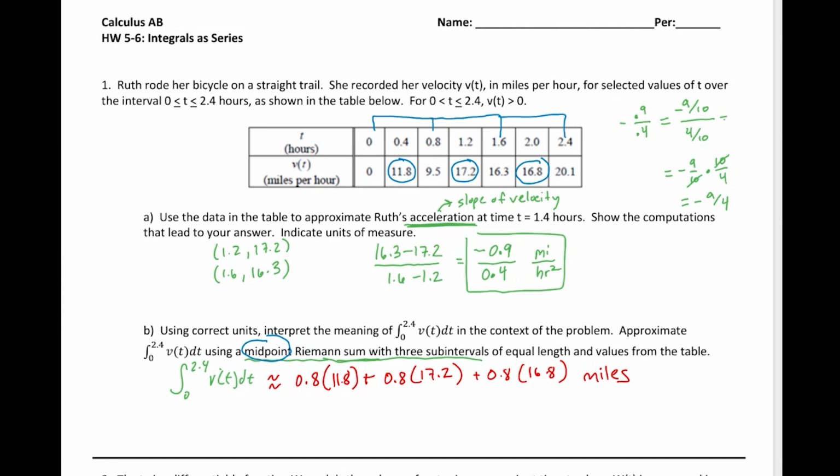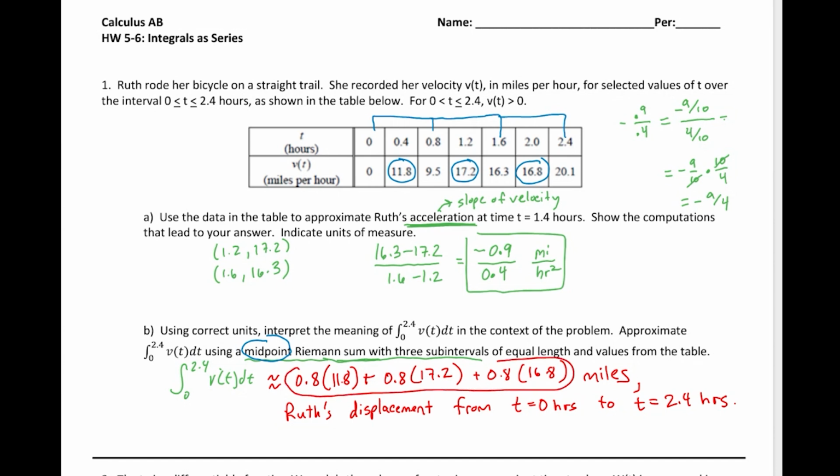And what this represents is Ruth's displacement from t equals 0. What are our units here? Hours. To t equals 2.4 hours. Basically, Ruth rode her bicycle and ended up whatever this number is. I almost want to put in the, you know what? I'm just going to throw it in the calculator so I can make a sentence here that sounds meaningful.